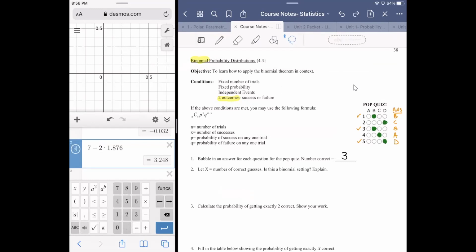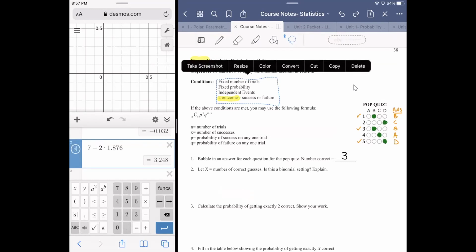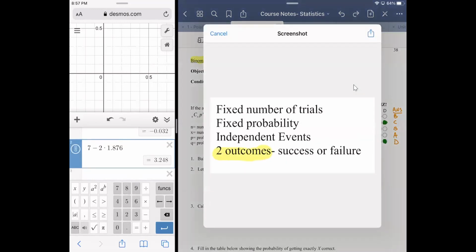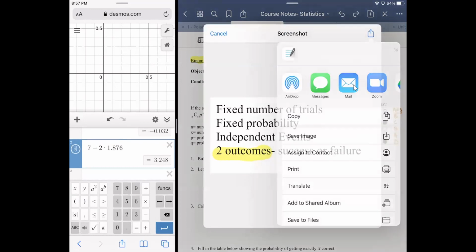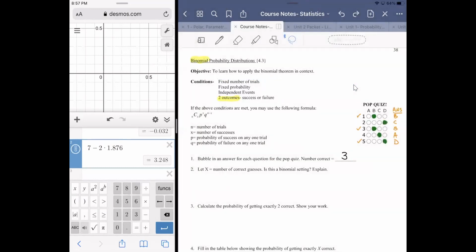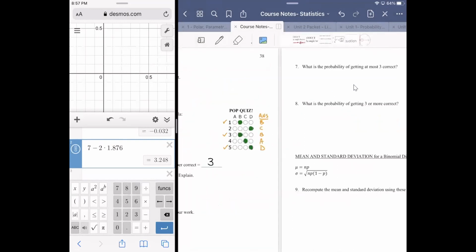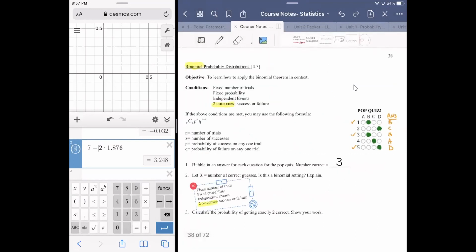I didn't do the right thing there. I need to do a screenshot. Then I copy. And I paste. Learning curve. Oh, why did that jump on me? Lord only knows.